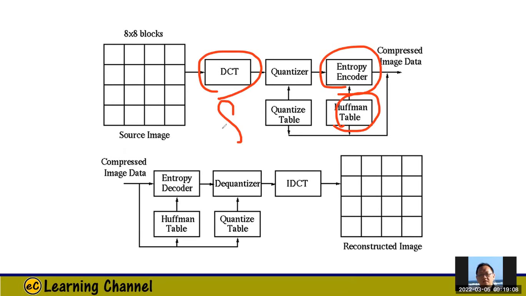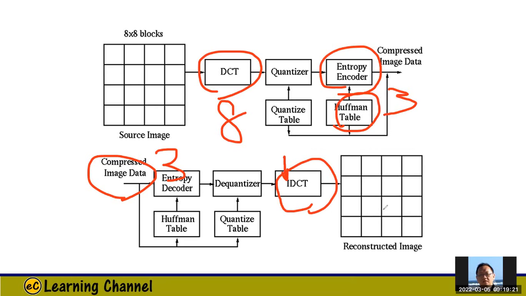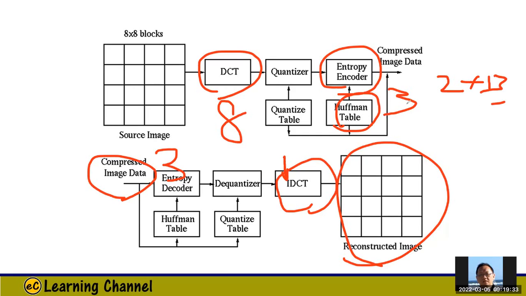Okay, so this one the ratio 8, this one the ratio about 3. You send out the compression data, you recover it in the receiver, and then do inverse. This is inverse DCT, you get your original data back. So during the process, you lose some quality. Yes, you lose some quality, but you can achieve a compression ratio of about 2 to 13. Okay, that's the theory. So this one is JPEG.